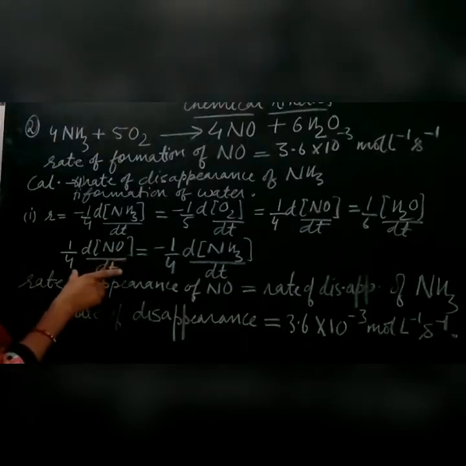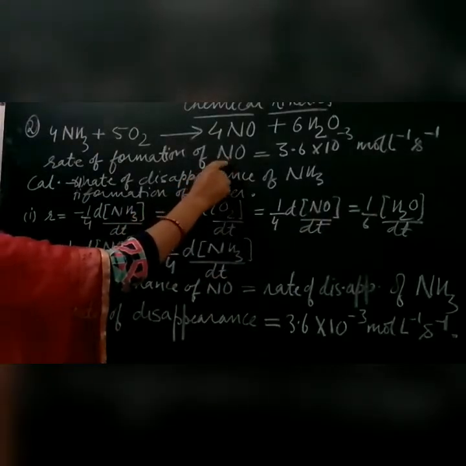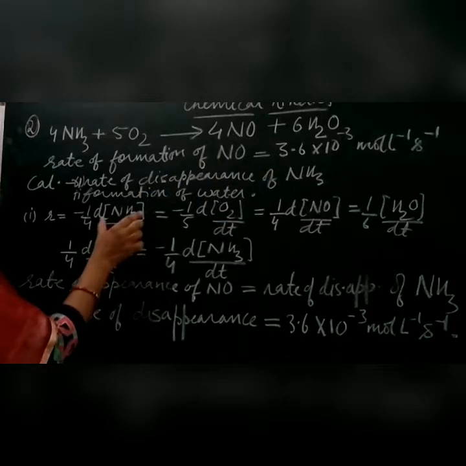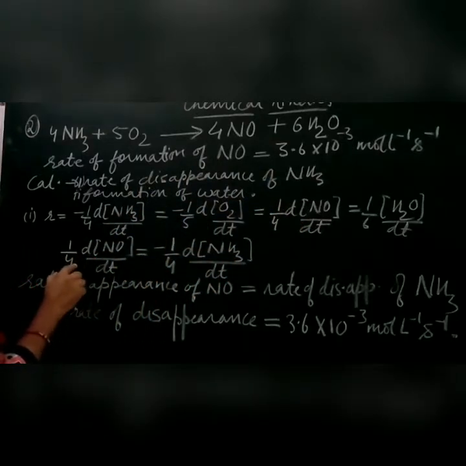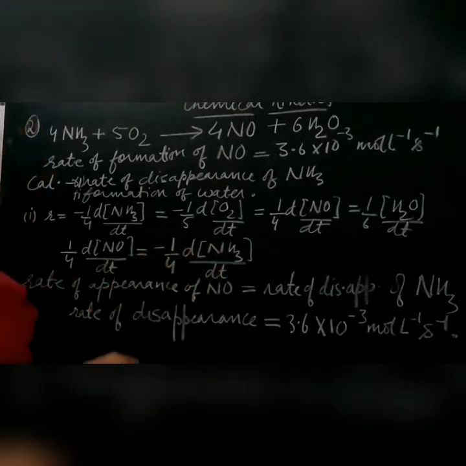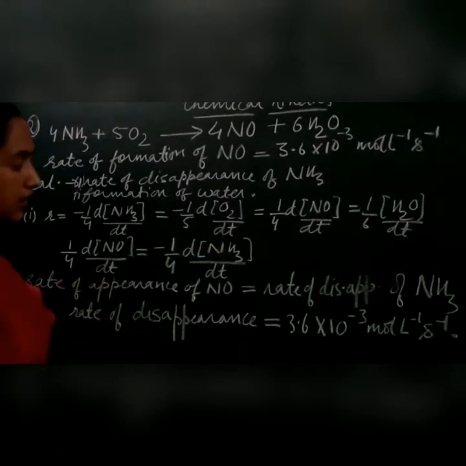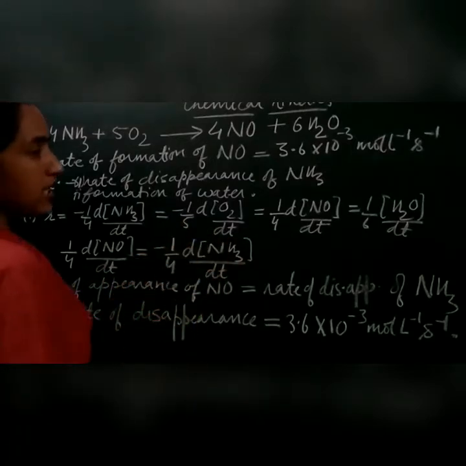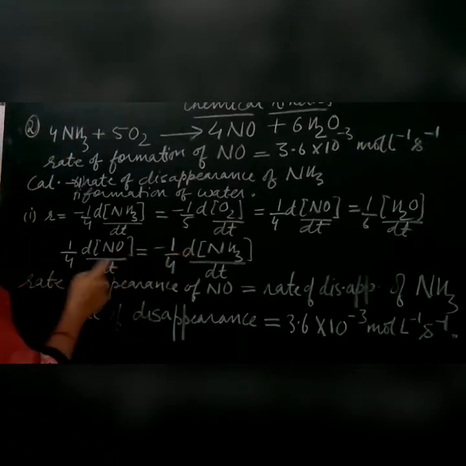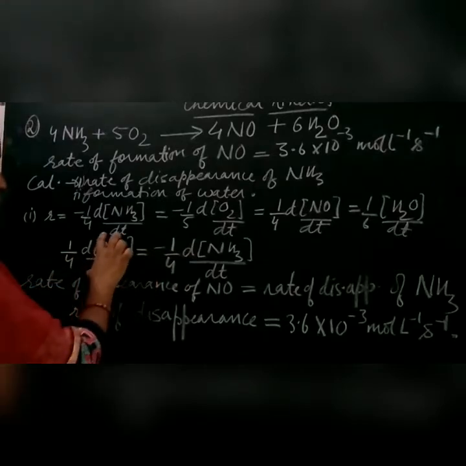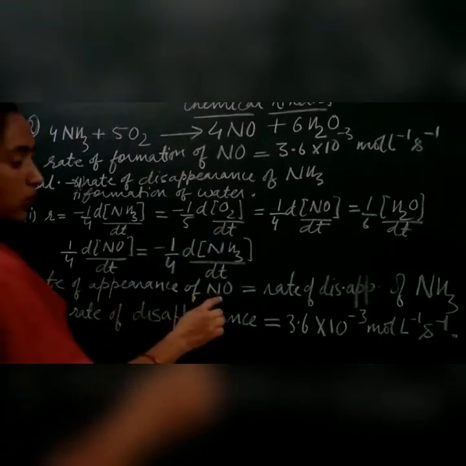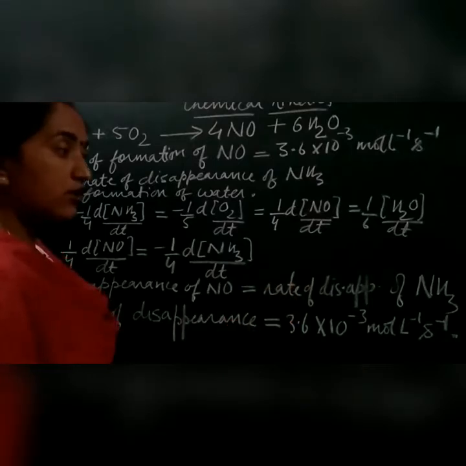Now students, NO is given to us and we have to calculate for the ammonia. So we'll pick up these two terms only, ammonia and NO. So we get 1/4 dNO dt equals minus 1 upon 4 dNH3 dt. Students, the negative sign only indicates the decrease in concentration, so that overall the rate of the reaction doesn't become negative, it will come positive, right? So the 4 and 4 will get cancelled out, and we get dNO upon dt equals dNH3 upon dt. That means the rate of appearance of NO equals the rate of disappearance of ammonia, right?